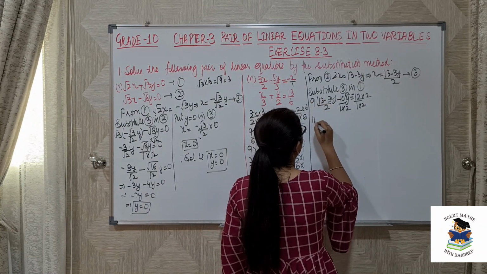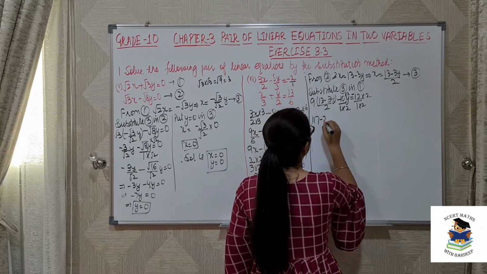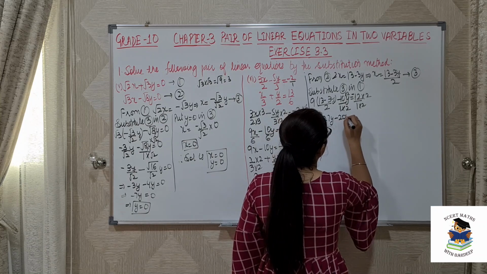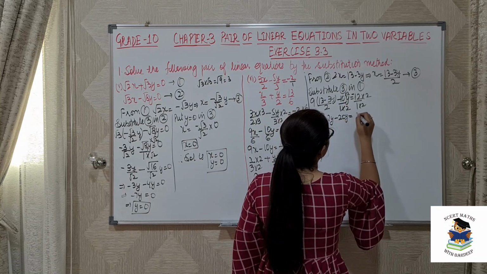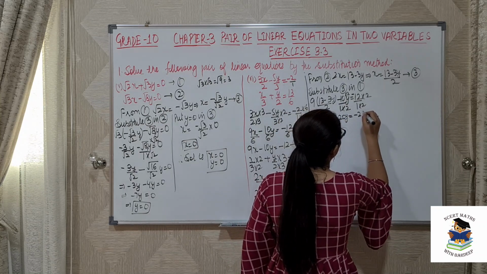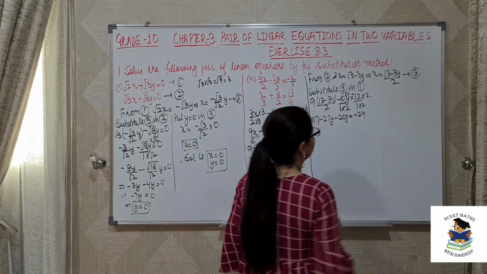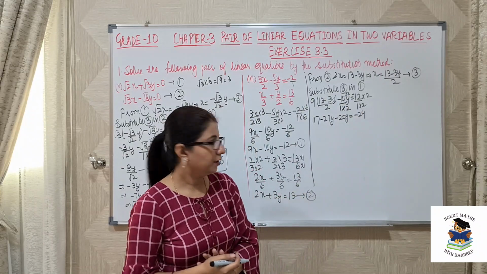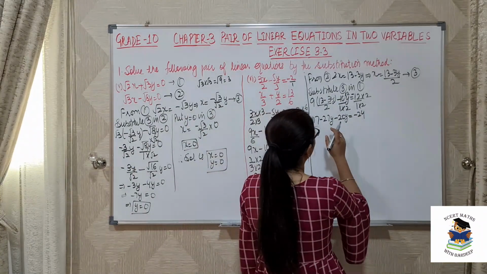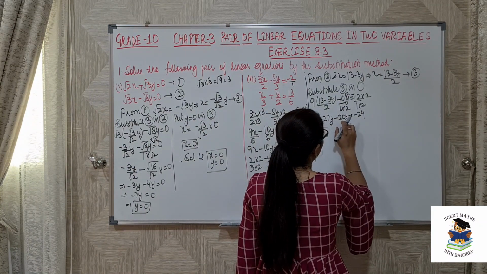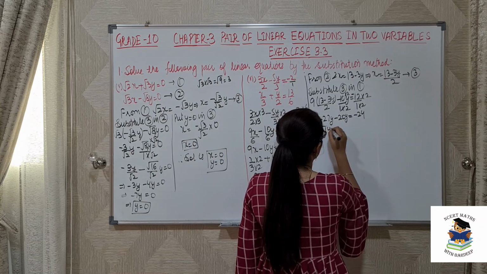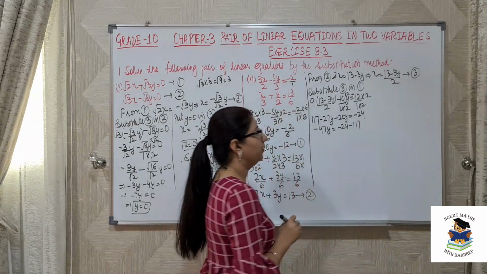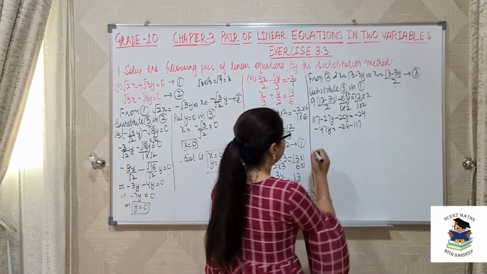9 into 13 is 117. 9 into 3 is 27y. 10 into 2 is minus 20y is equal to minus 22. 12 into 2 is minus 24. I am ignoring the denominator because everywhere I got 2. Now let's combine the like terms. 27 and 20 will give me minus 47y. This is minus 24 and minus 117.